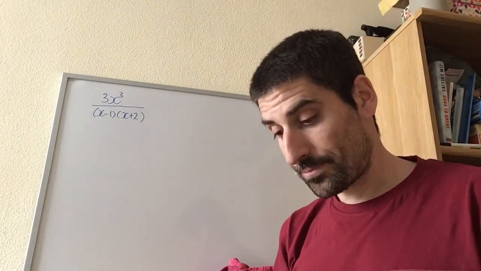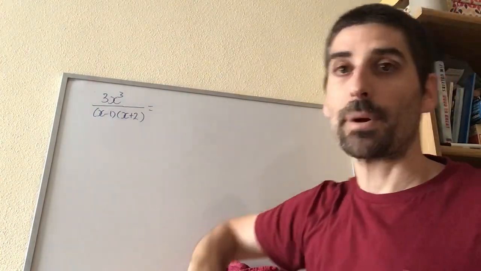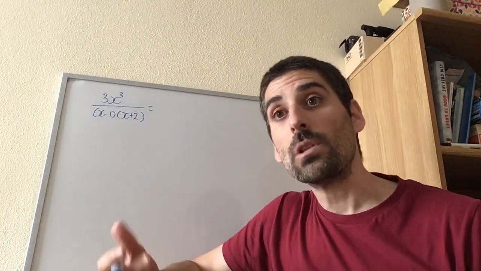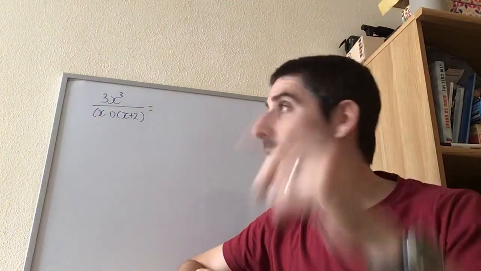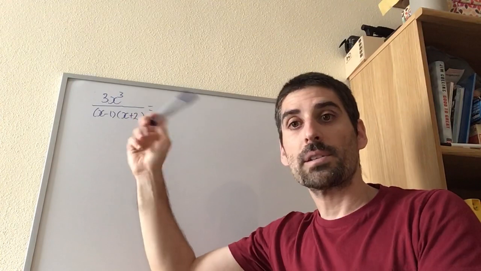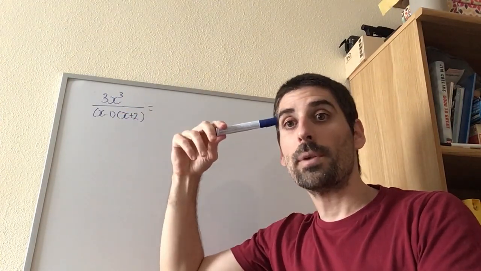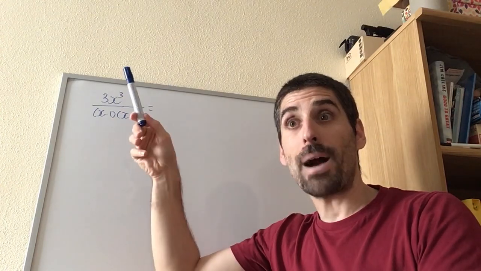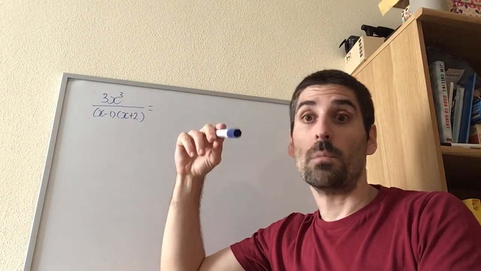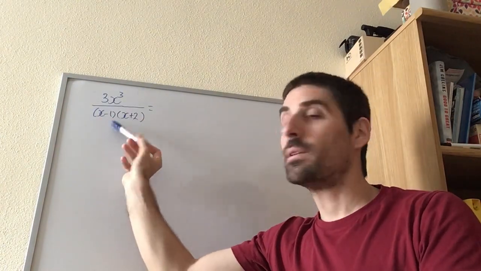Right, now, what's that going to equal? It's going to equal some partial fractions, but what are they going to look like? Let's think. Is this an improper algebraic fraction? Yes. Why? Because the highest power of the numerator is equal or higher, but in this case is higher than the highest power in the denominator.